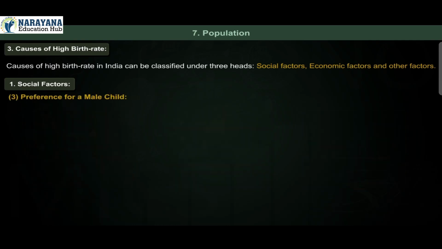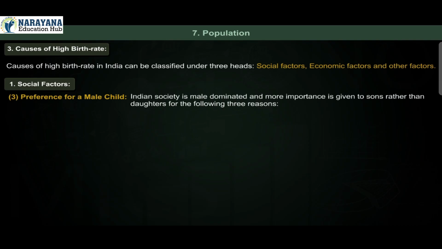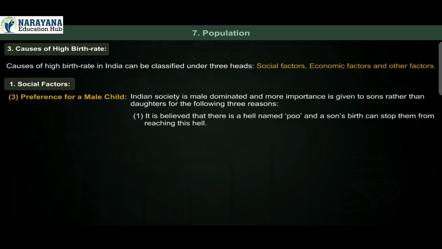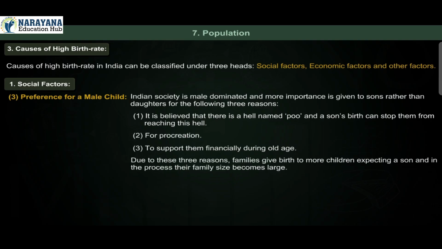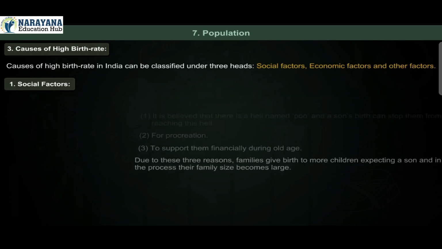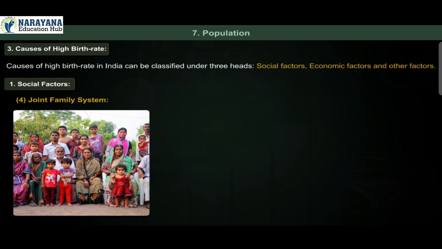Third, preference for a male child. Indian society is male-dominated and more importance is given to sons rather than daughters for the following three reasons. First, it is believed that there is a hell named Put and a son's birth can stop them from reaching this hell. Second, for procreation. Third, to support them financially during old age. Due to these three reasons, families give birth to more children expecting a son, and in the process their family size becomes large.